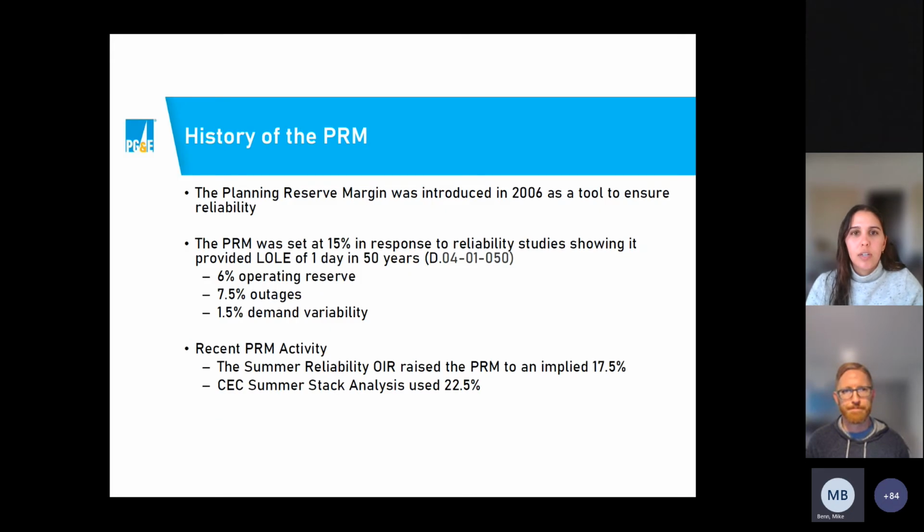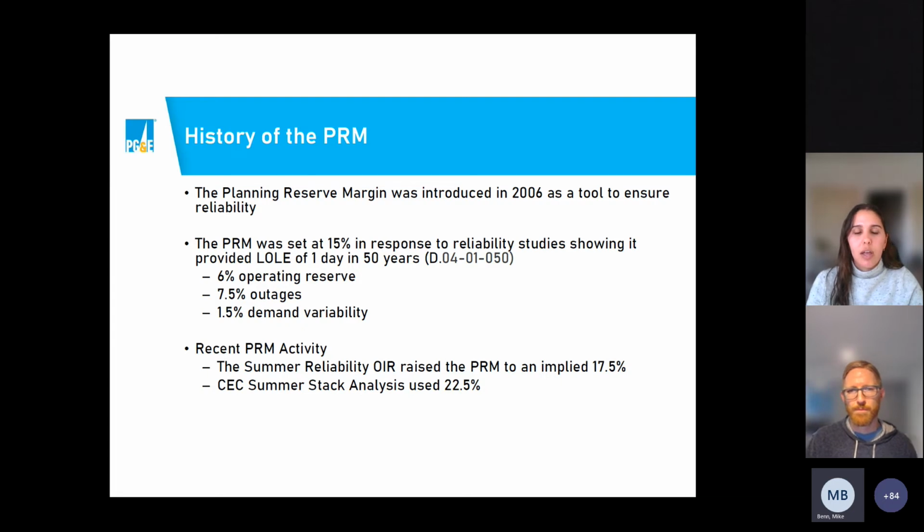So we can dive into some PRM overview. So we can go to the next slide. So we're just starting here with some of the history of the PRM, how we got here. So the planning reserve margin, the PRM, was introduced in 2006 as a tool to ensure reliability. It was originally set at 15%. This was in response to some reliability studies showing that it provided an LOLE of 1 day in 50 years.